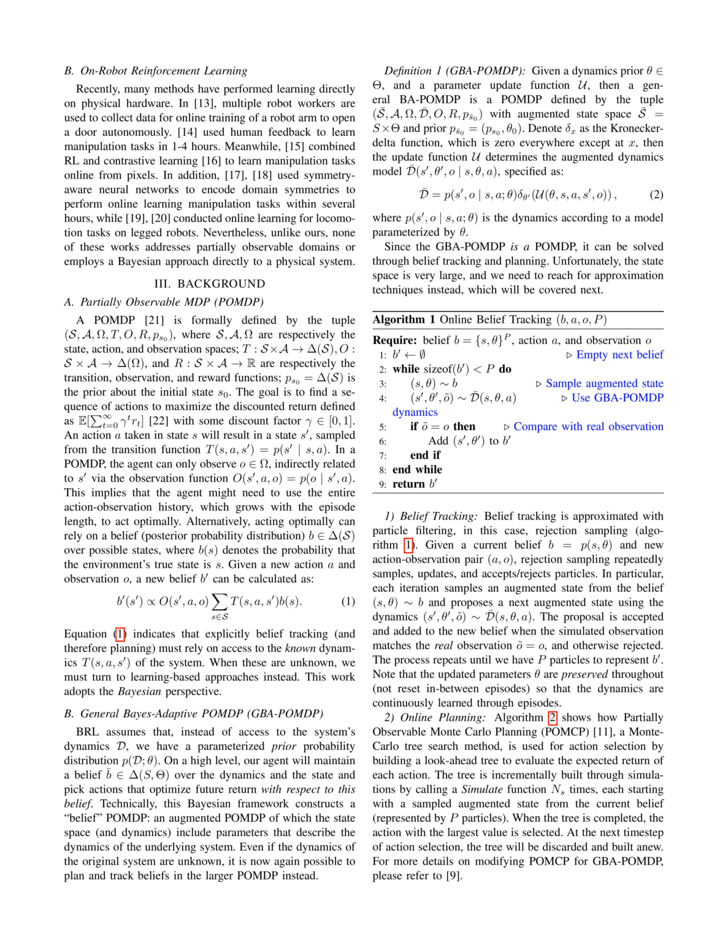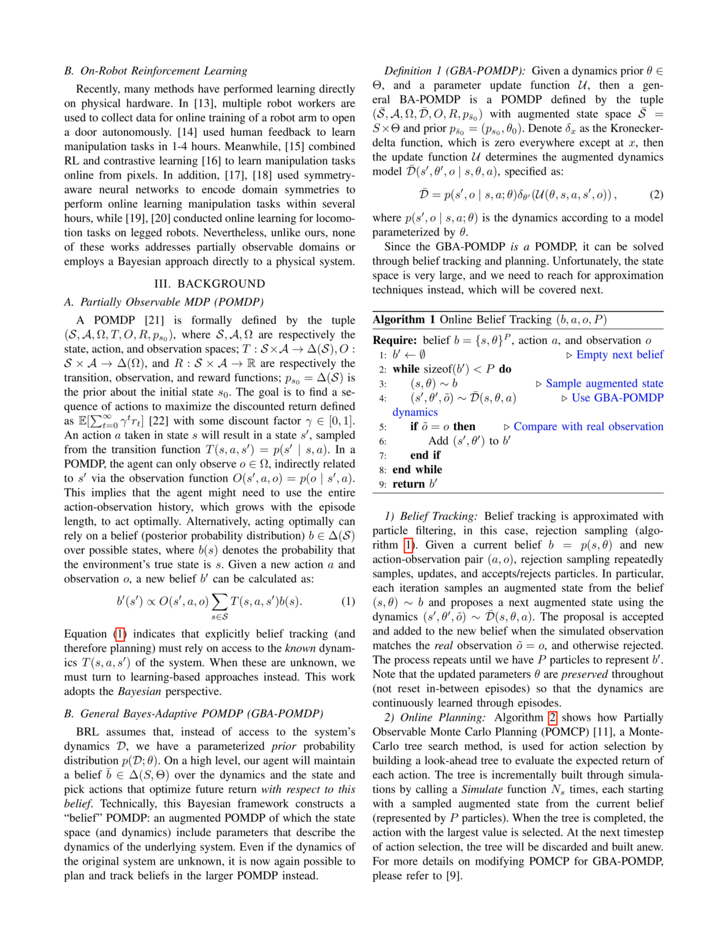Recently, many methods have performed learning directly on physical hardware. Multiple robot workers are used to collect data for online training of a robot arm to open a door autonomously, used human feedback to learn manipulation tasks in 1 to 4 hours. Meanwhile, combined RL and contrastive learning to learn manipulation tasks online from pixels.